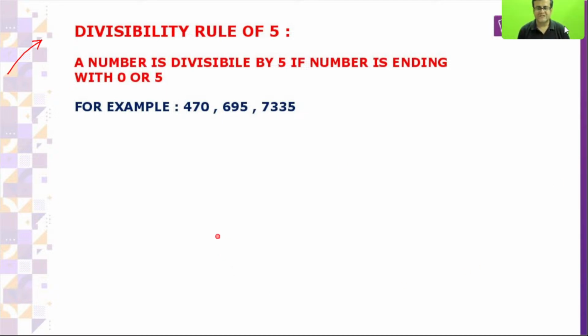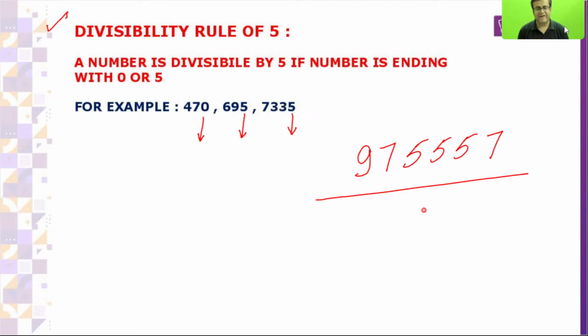Okay, let's move to next. Divisibility rule of 5. A number is divisible by 5 if the number is ending with 0 or 5. If a number is ending with 0 or ending with 5, the number is exactly divisible by 5. If I take the number 97555, is this number divisible by 5? Tell me fast.